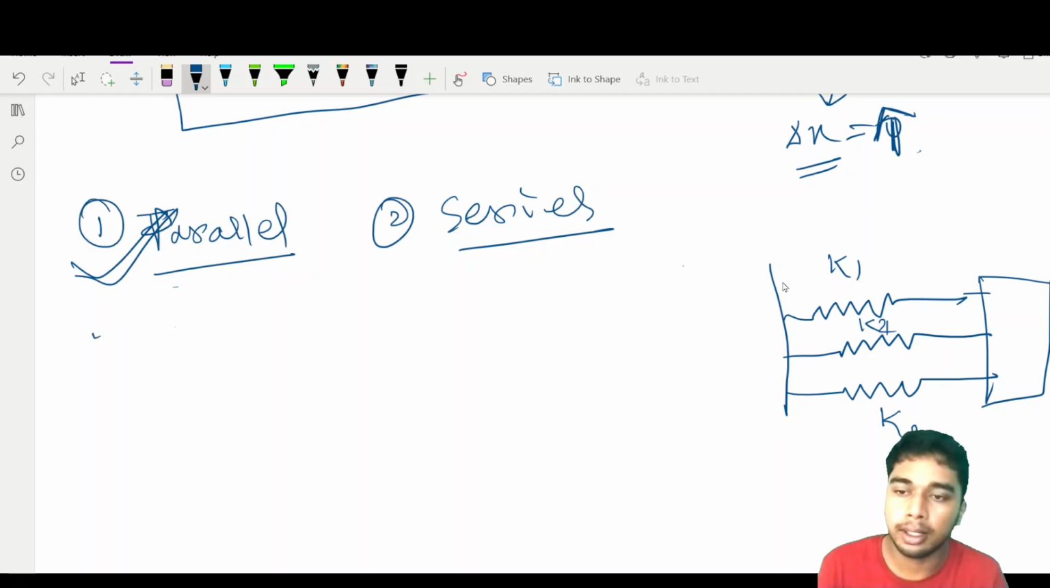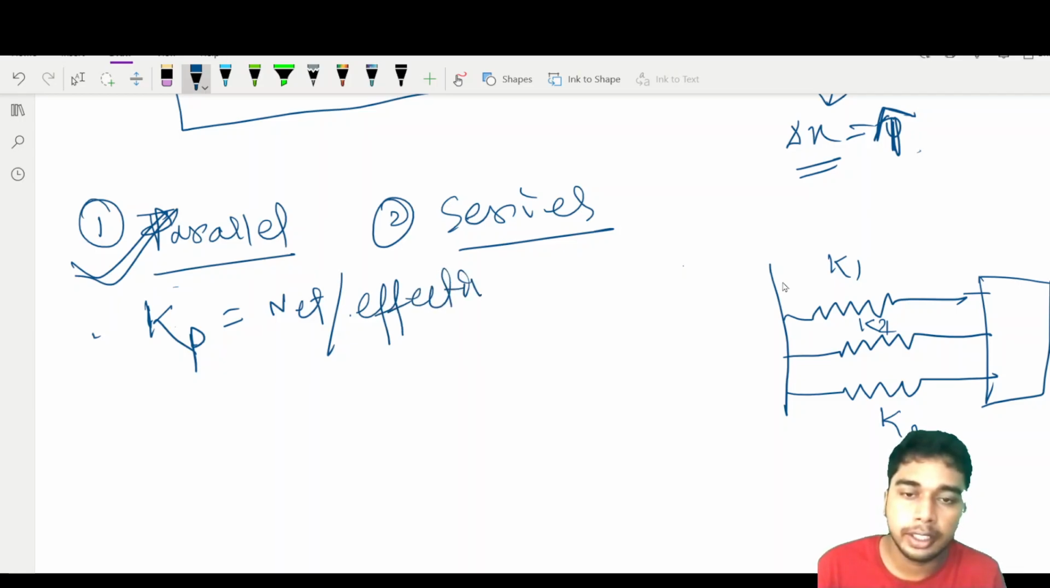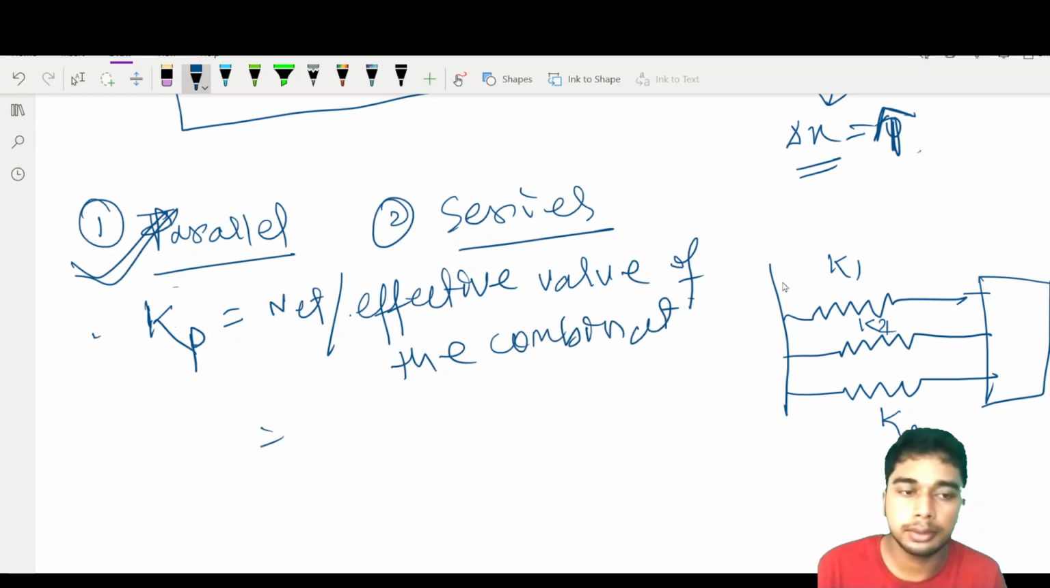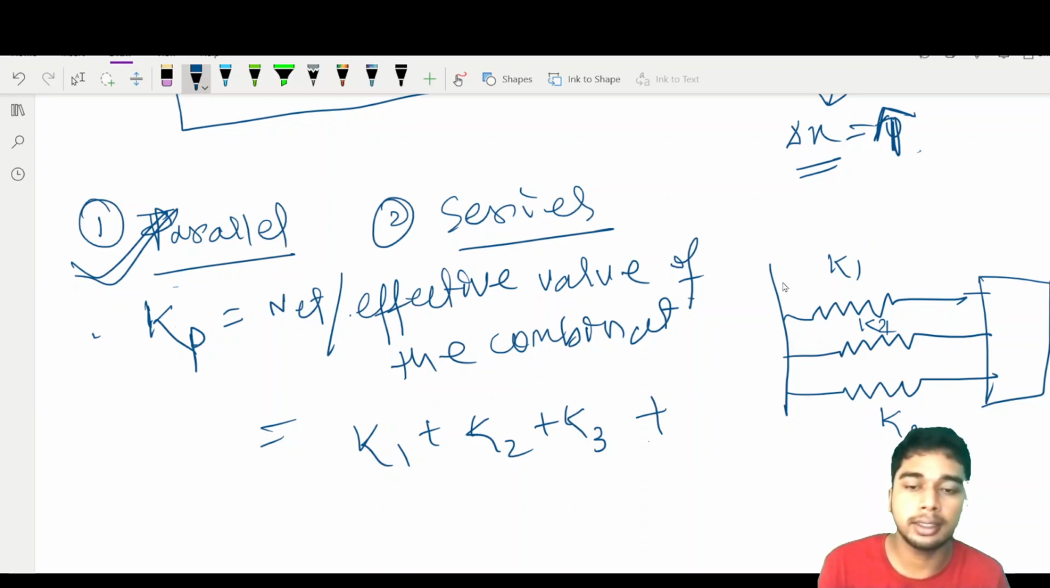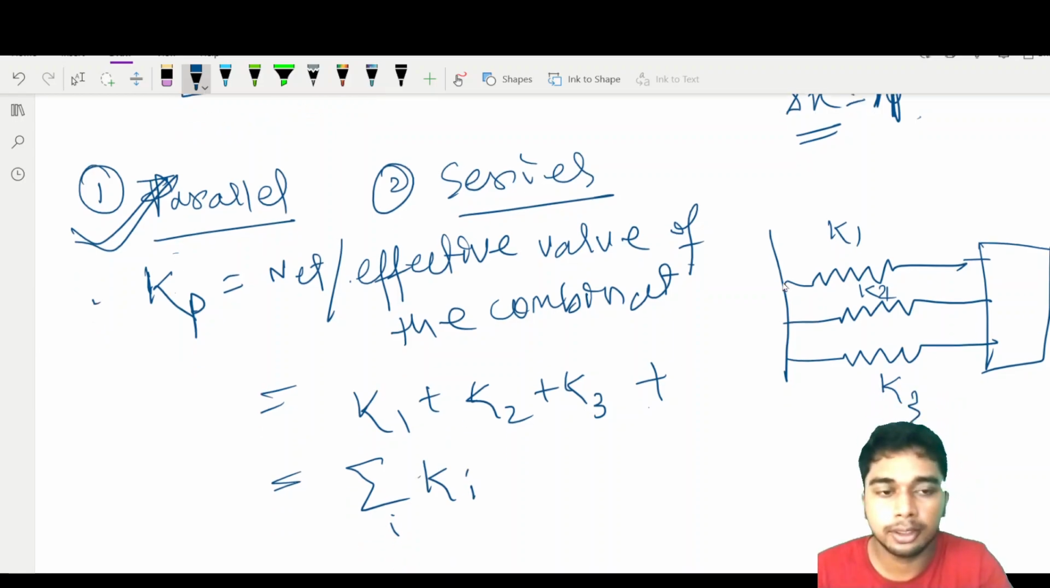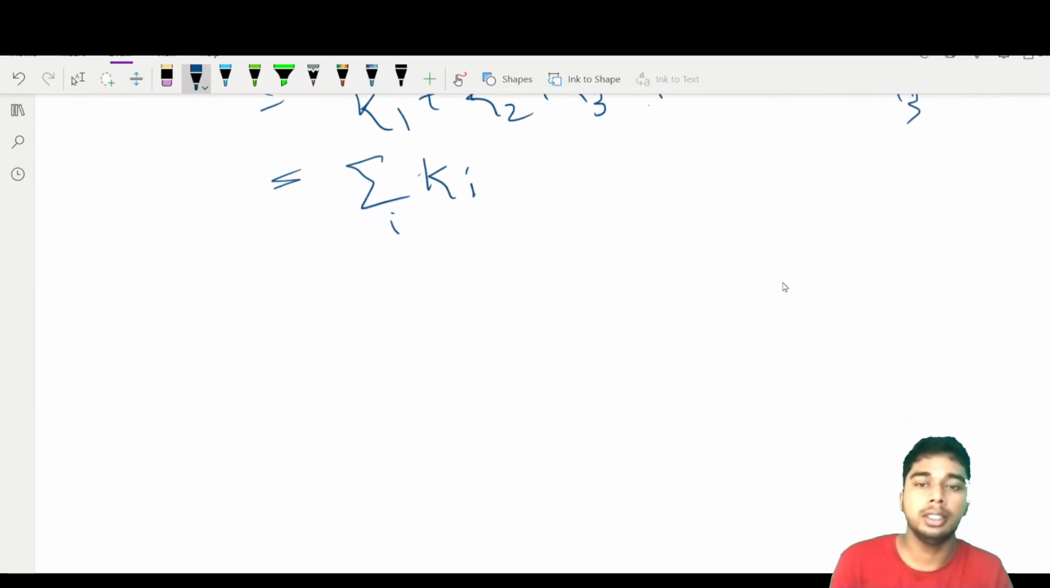For the parallel case, I will write Kp, meaning the net or effective value of the combination. This will simply be k1 plus k2 plus k3. Or if there are more than three, then I will just write the sum of ki. I will just add all the values.